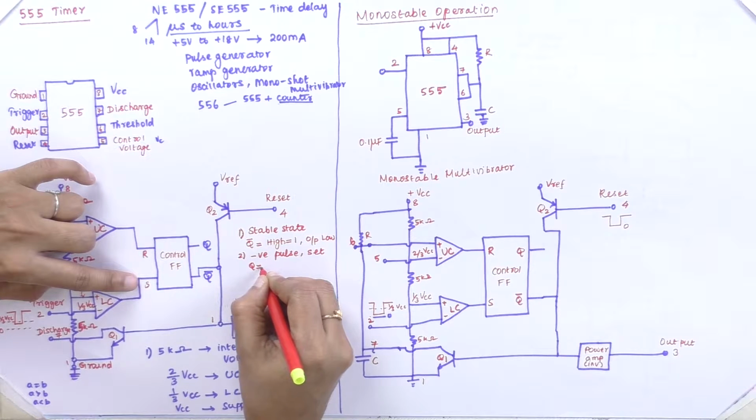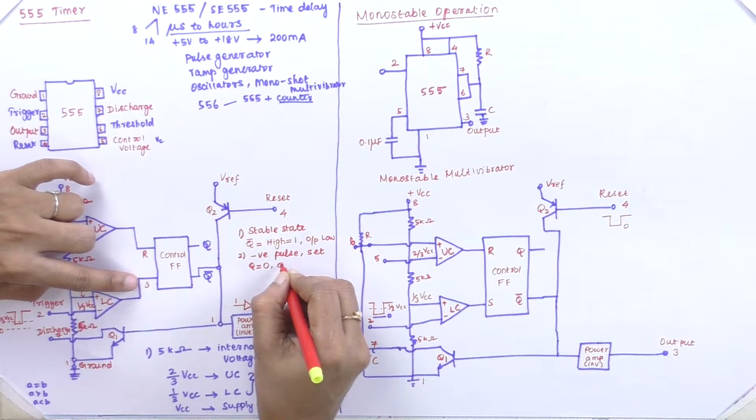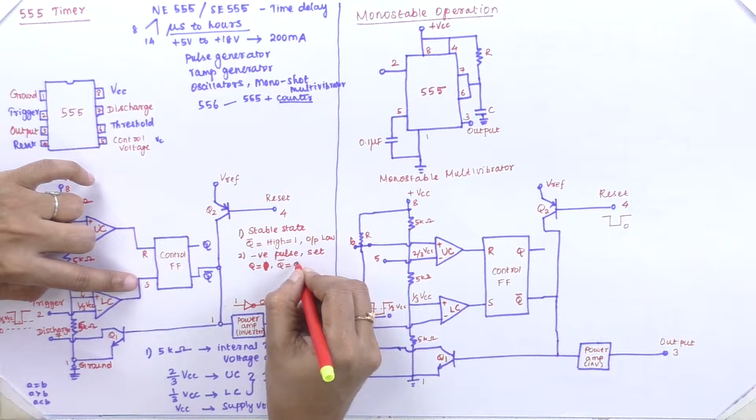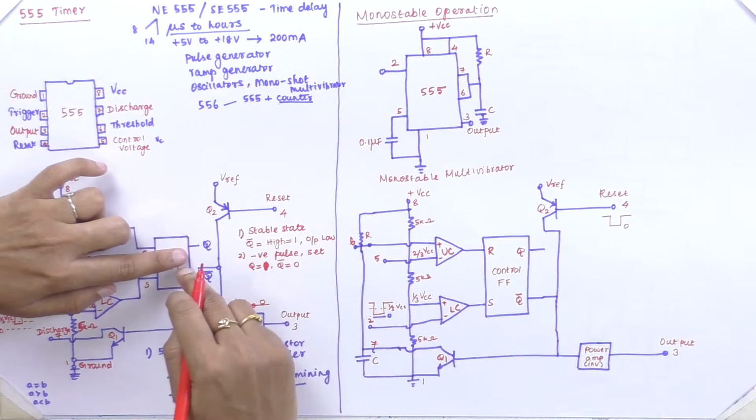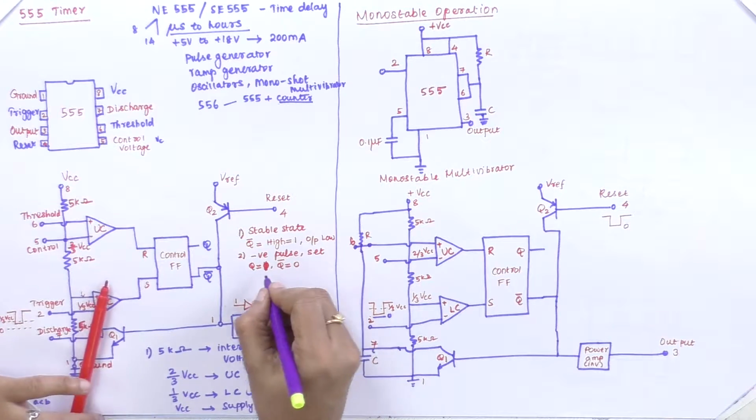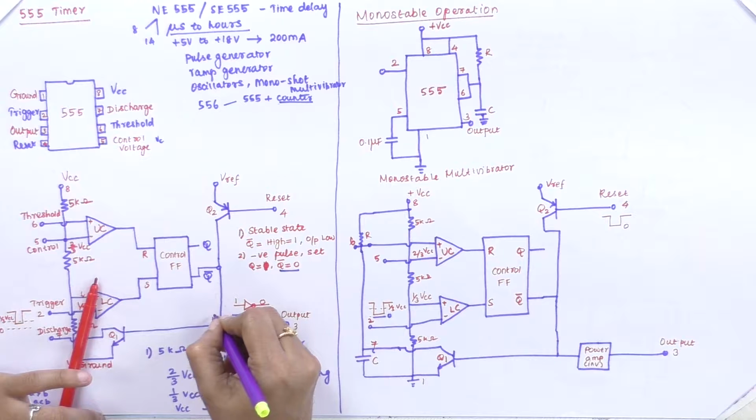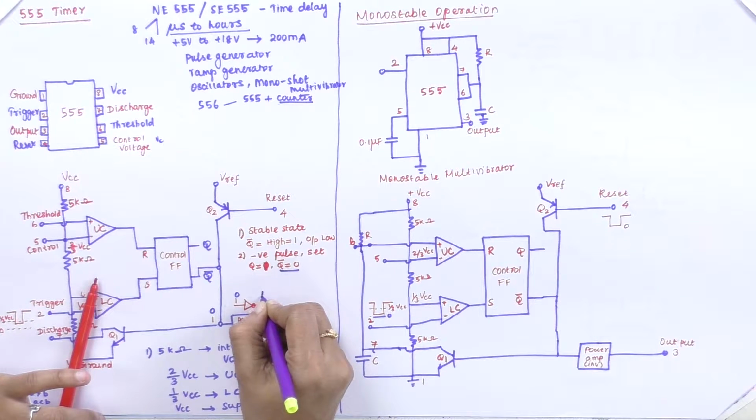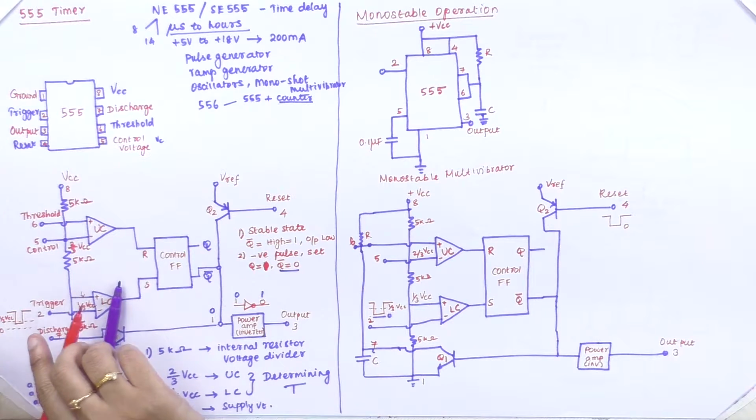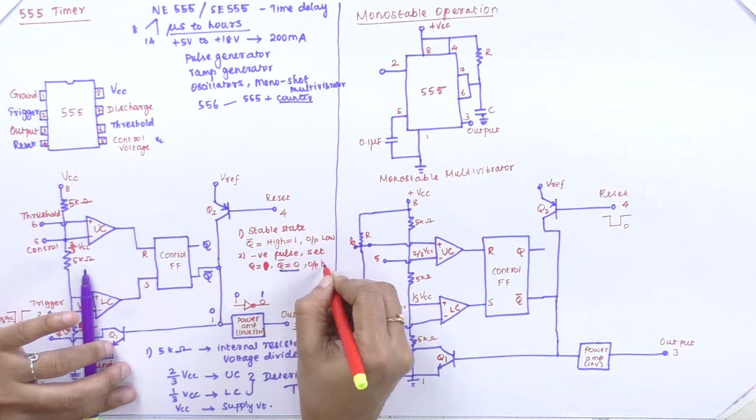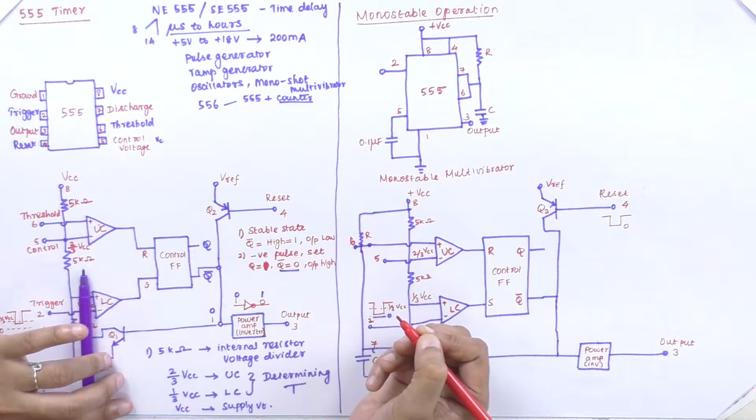In that condition, Q is 1 and your Q bar becomes 0. So in the second condition, Q bar becomes 0, and the output of your inverter is 1. So the output will be in a high condition.